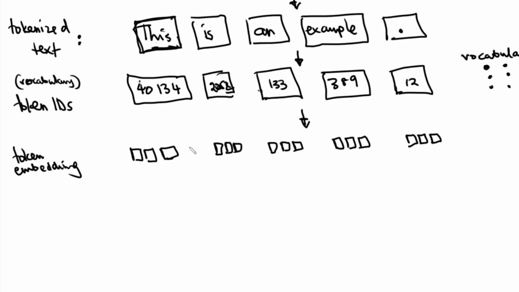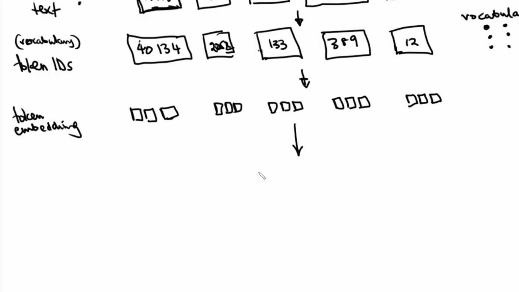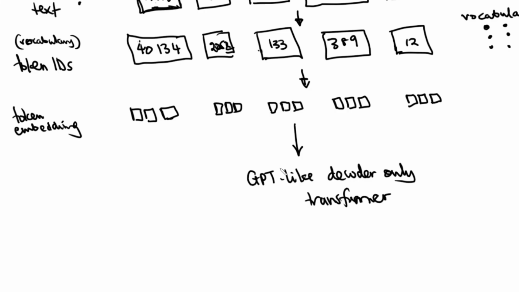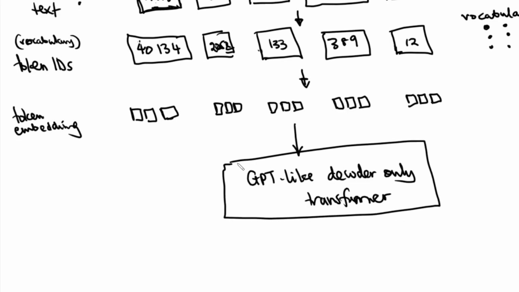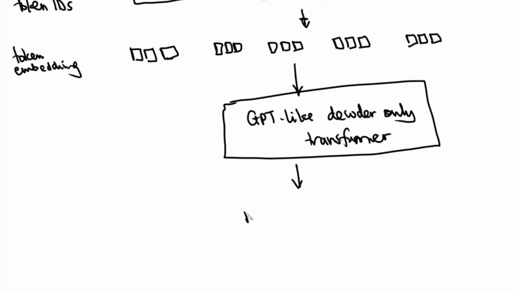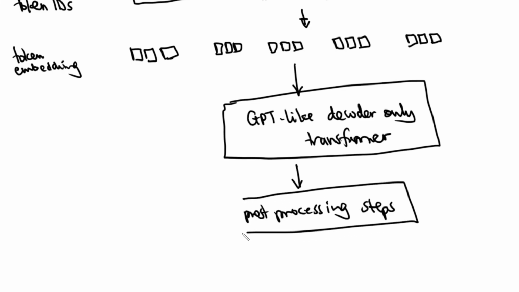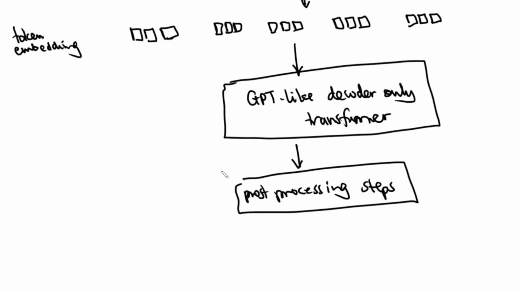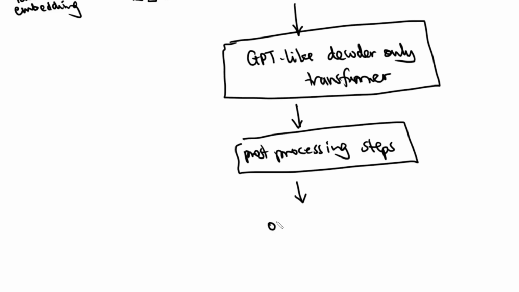And those embeddings are the ones that we then feed into our GPT-like decoder only transformer. After that, we are going to do some post-processing steps. We'll see these steps as we get deeper into the course and the codes themselves. We'll put some post-processing steps, and then after that, we'll have our output text.